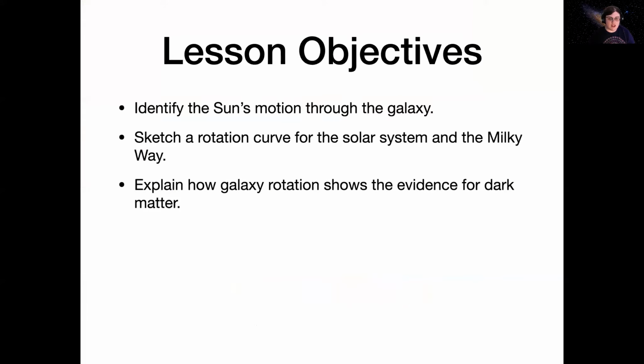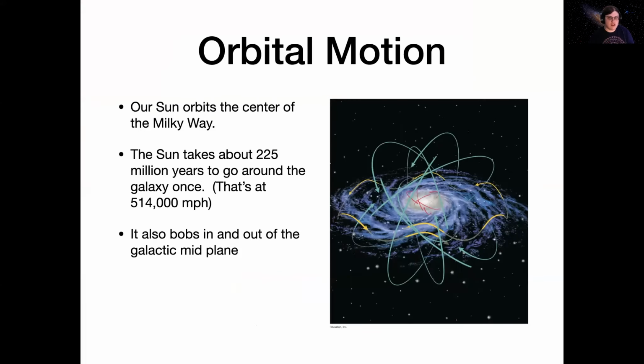And to do that, we need to talk both about the sun's motion through the galaxy and that of other stars, and then what that's going to tell us about the Milky Way's mass and mass distribution. So our sun orbits the center of our Milky Way. It takes about 225 million years to go around the galaxy once. So our sun has maybe gone around the galaxy 10 or 15 or 20 times in its lifetime.